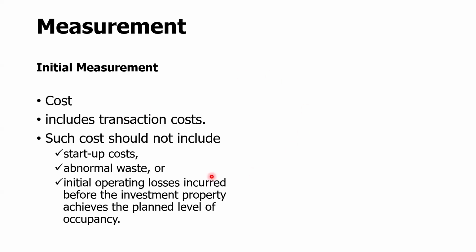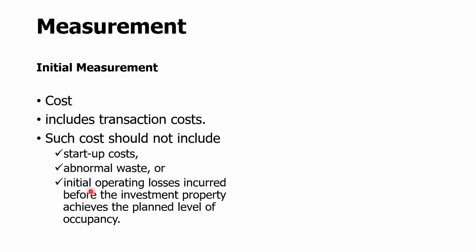However, it should not include the following: startup costs, abnormal wastes, initial operating losses incurred before the investment property achieves its planned level of occupancy. These should not be capitalized. These should not be included in valuing the cost of the investment property. The cost should be the purchase price plus directly attributable cost, just like we learned in PPE. Knowing what purchase cost entails from PPE, it is the same thing.